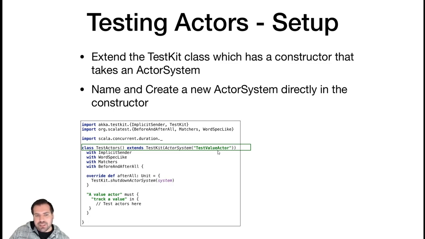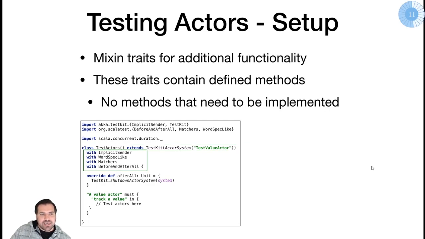We're going to give it some name, just like we did when we set up our actor systems on Monday. We're going to set up that actor system and give it to this constructor, and then we'll have access to that actor system while we're doing our testing. We're going to see this system in our testing later on, so we can add actors to it and interact with it. And next, we're going to see all of our traits that we're mixing in.